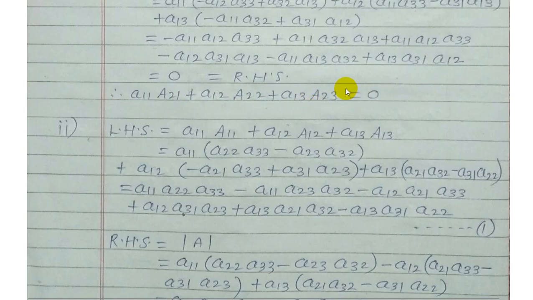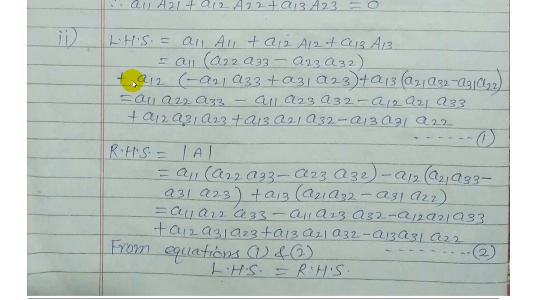So this question is a general question and it is a formula. It is always true for any square matrix. You can say always A11, A21 plus A12, A22 plus A13, A23 equal to 0.